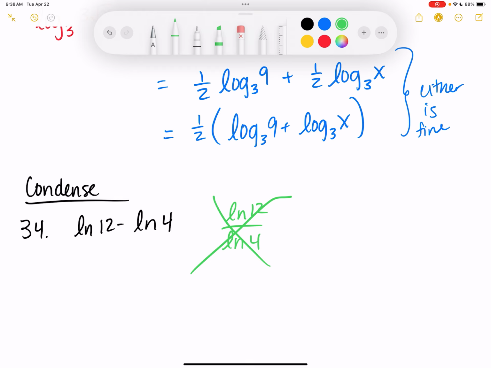It is one log: ln of 12 divided by 4. So it gets written one time. When we're condensing, we only want it one time. When we're expanding, we want it multiple times. Condensing, we want it once. Now, simplify. So this should become the ln of 3.